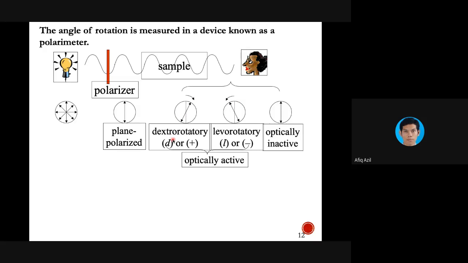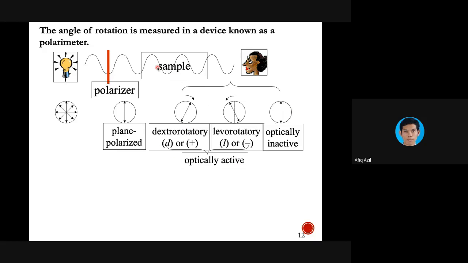Rotation to the right is called dextrorotatory, and the symbol that can be used is D or plus. Then there is levorotatory, where the symbol would be L or negative. So D or plus, L or minus for levorotatory. You just remember that rotating to the right is positive, rotating to the left is negative. So these are for the optically active compounds.